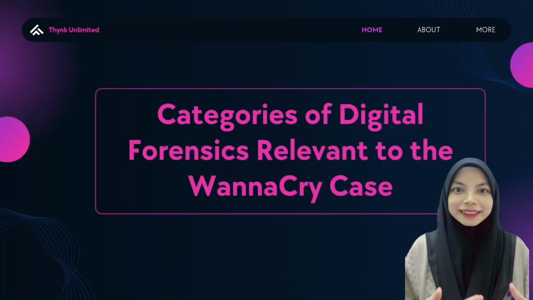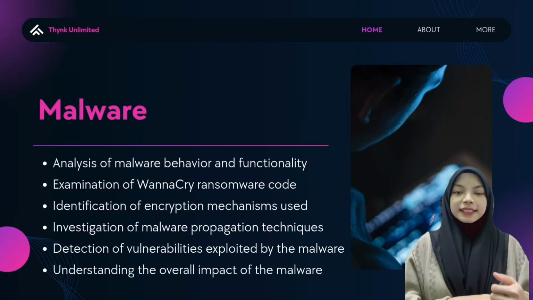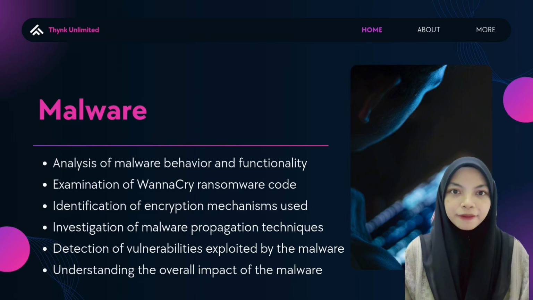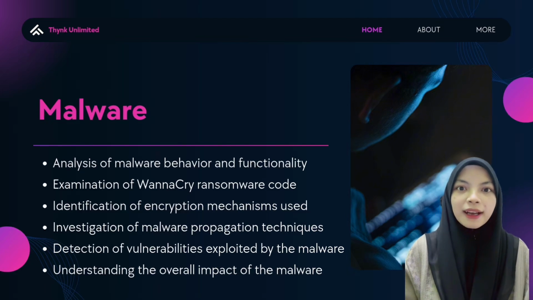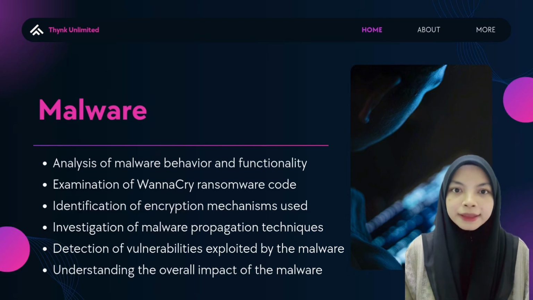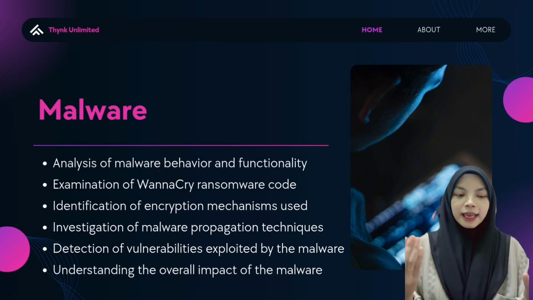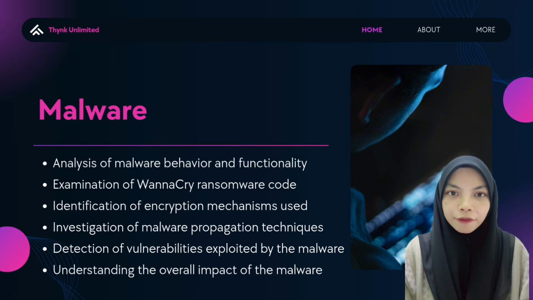Next, we will discuss the categories of digital forensics that are relevant to the WannaCry case. The first category is malware. This involves analyzing the behavior and functionality of malicious software. In the WannaCry incident, investigators examine ransomware code, identify the encryption mechanism used, study how the malware spread across systems, and determine the vulnerabilities exploited by the attackers. So this analysis helps investigators to understand the overall impact of the malware.